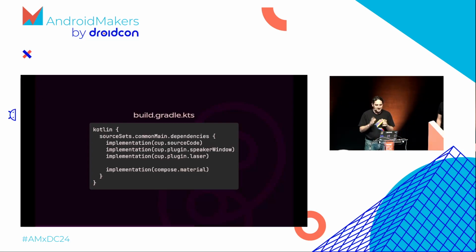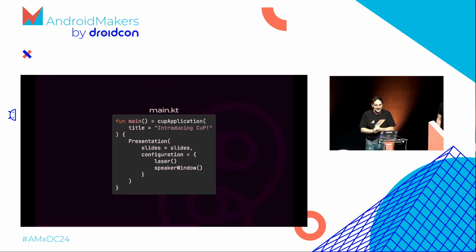Here, for example, I add the source code dependency because I want to display source code, and it's in a different module. And I also add 2 plugins that I will be demonstrating in a few minutes. And then, because I'm using material, I add the material dependency. You can use material 3 if you want. CUP doesn't force you to use material 2 or material 3. It's up to you, so you have to add it to the dependency. And if you want to add any other type of composable theme, then it's up to you.